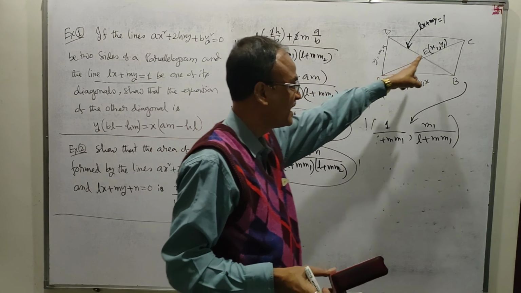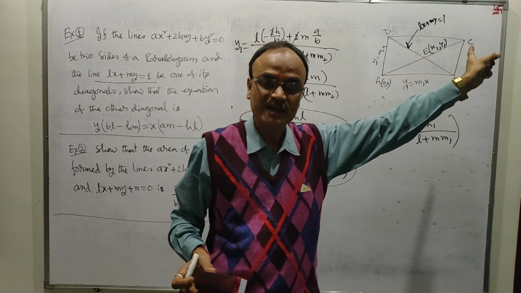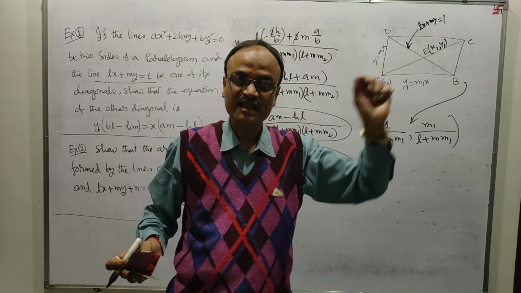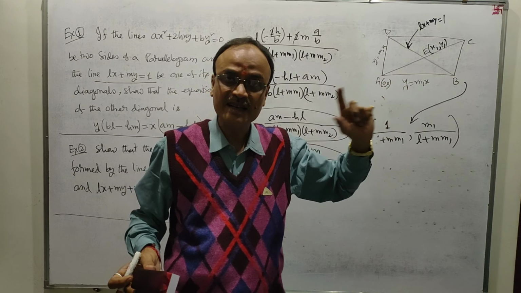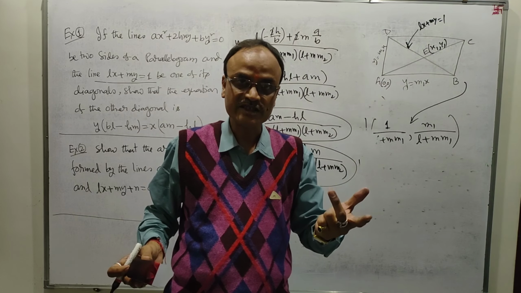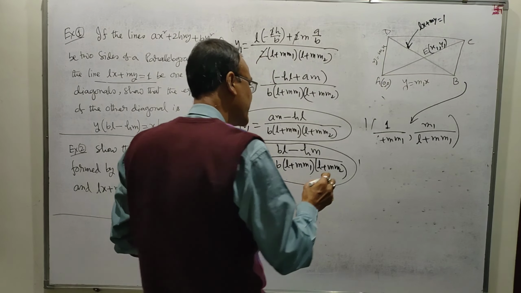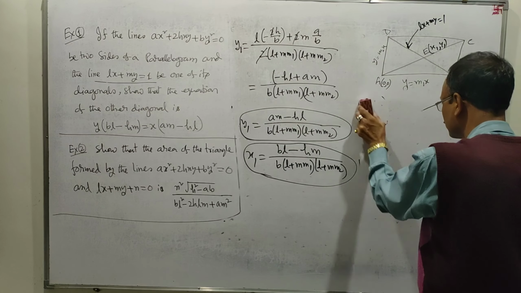Now, AC is the other diagonal. We have to find the equation of the diagonal AC.